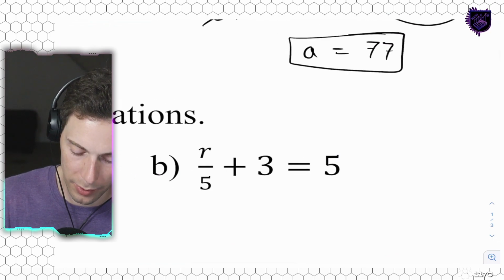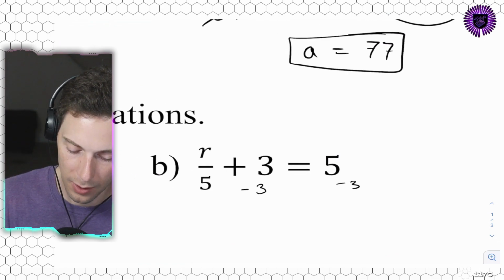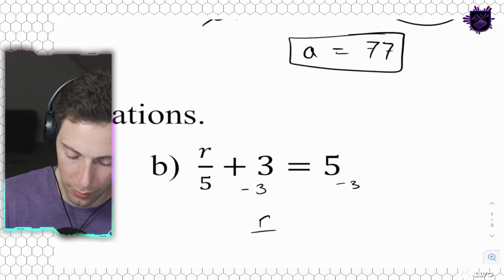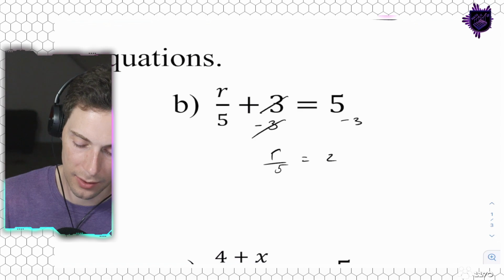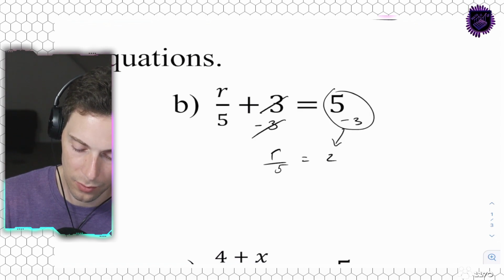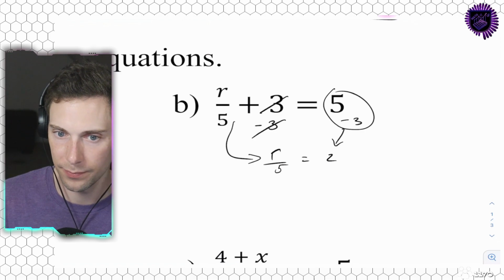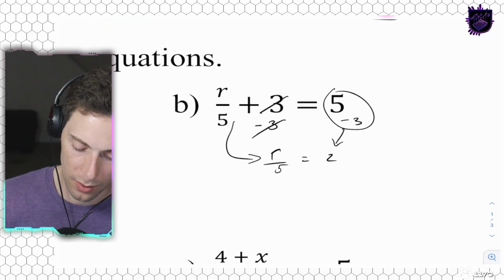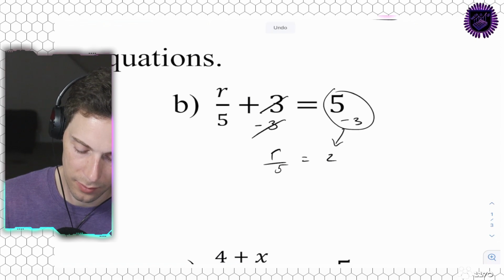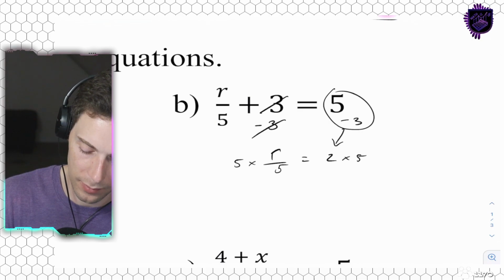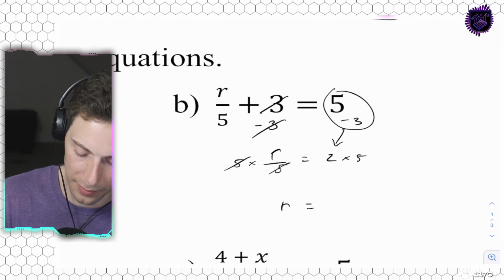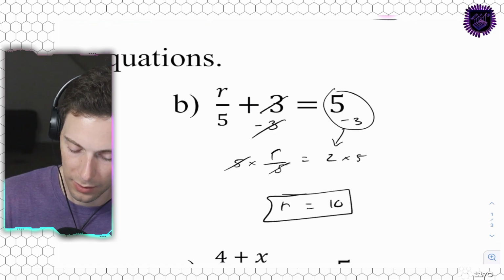All right, first thing we want to do is subtract 3 from both sides. And we're left with r over 5 is equal to 2. Now, that cancels, and this is why we got that. And this just dropped down there. So to get rid of the 5, we'll multiply each side by 5. And then this cancels. We're left with r is equal to 2 times 5, which is 10. That's our answer.